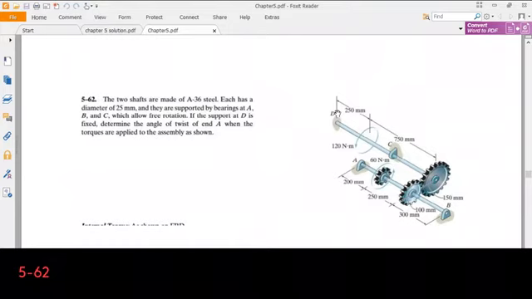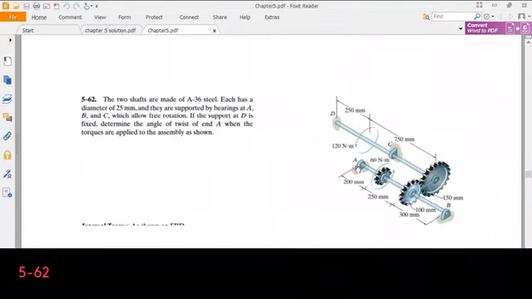second shaft is fixed to a wall. Then we have a 120 Newton meters of torque applied to the shaft, which is at a distance of 250 millimeters from point D. Then we have the bearing C. It allows free rotation. Then we have the gear.